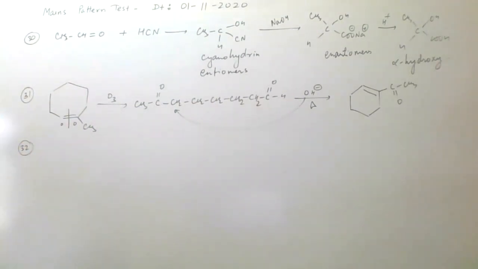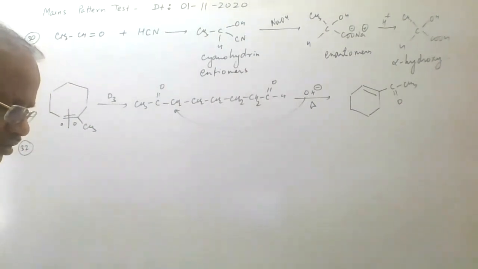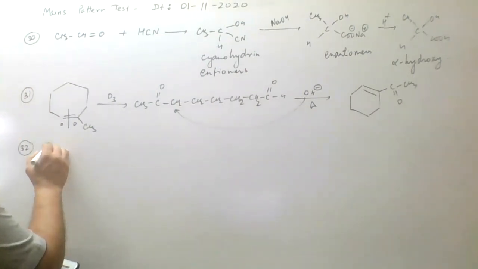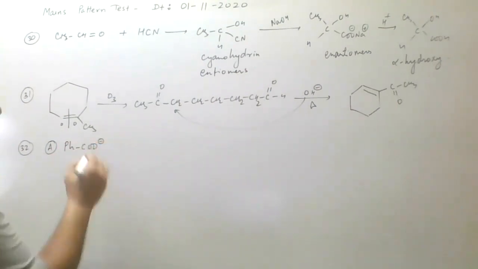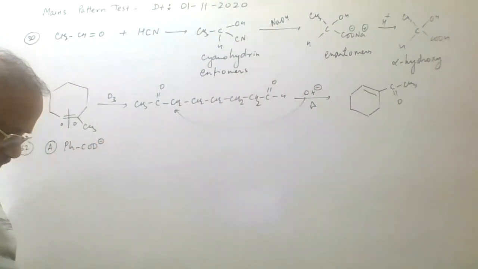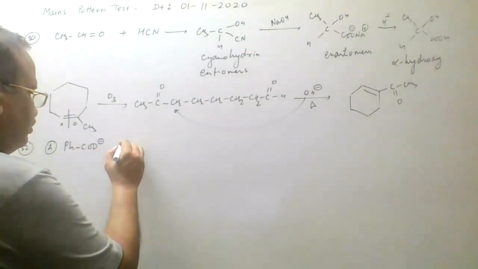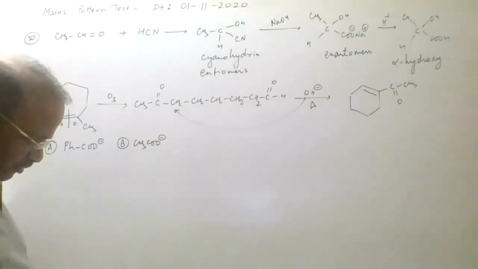If we talk about question number 32, we are given: in which of the following reactions is the final product neither an acid nor a salt? In the first case, in A, the answer will be a salt, because it is Tollens reagent, so a salt will be formed. In case of B, the product will be CH3COO negative, in the basic medium.